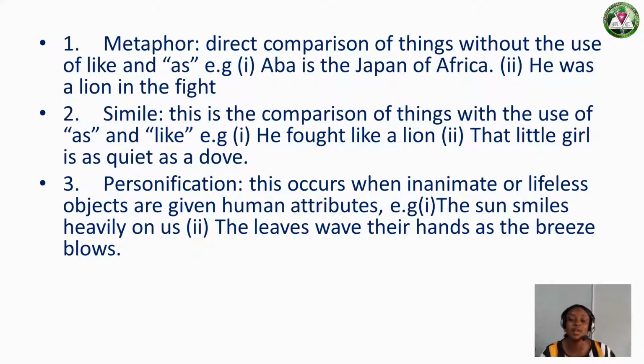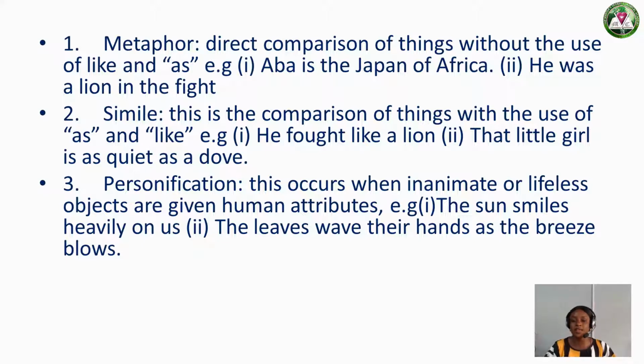Bright peace. I don't know whether you've seen the sun smiling before. It says the sun smiles heavily on us. So that's personification. Here, a human attribute is given to an inanimate object like the sun. Okay. We also have another example.